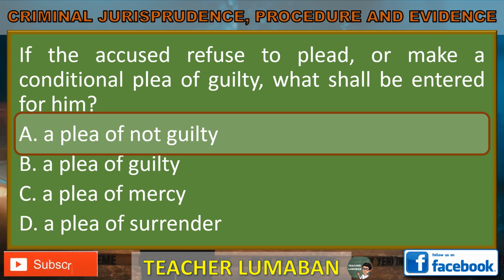This means that if the accused does not enter a plea, or if they enter a plea that is not a full and unconditional admission of guilt, the court will enter a plea of not guilty on their behalf. This is to ensure that the accused is not forced to plead guilty against their will, and that they have the opportunity to defend themselves against the charges.